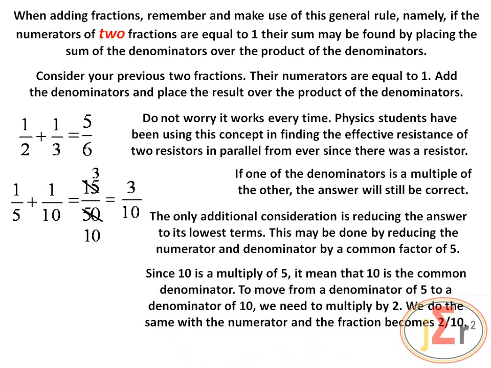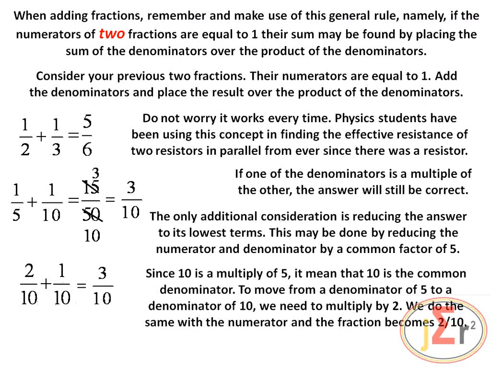Since 10 is a multiple of 5, it means that 10 is the common denominator. We could take that route. To move from a denominator of 5 to a denominator of 10, we need to multiply by 2, and we will do the same in the numerator. So the fraction becomes 2/10. So 1/5, multiply this by 2, multiply this by 2, we get 2/10. They now have the same denominator, so we just add the numerators, and that's all there is to it.